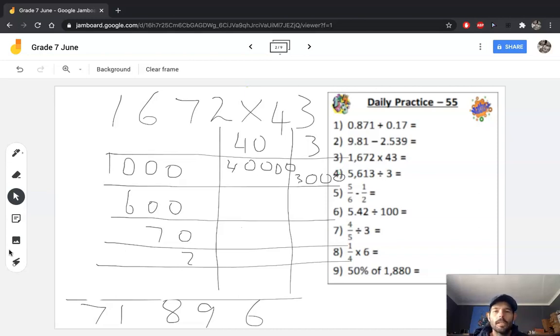600 times 40, 600 times 4 is 2,400. So 600 times 40 is going to be 24,000. 600 times 3 is 1,800. 70 times 40, 2,800. 70 times 3 is 210. 2 times 40 is 80. And 2 times 3 is 6.